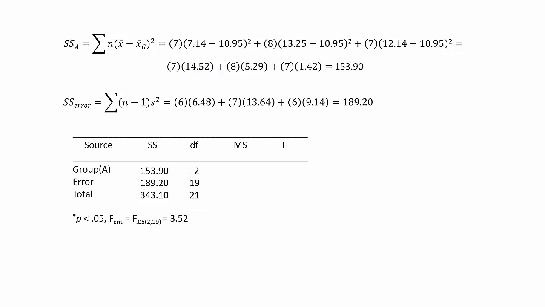Then you can just copy in your degrees of freedom. We already computed those, 2 and 19. Add those two values up. 19 plus 2 gives you 21.